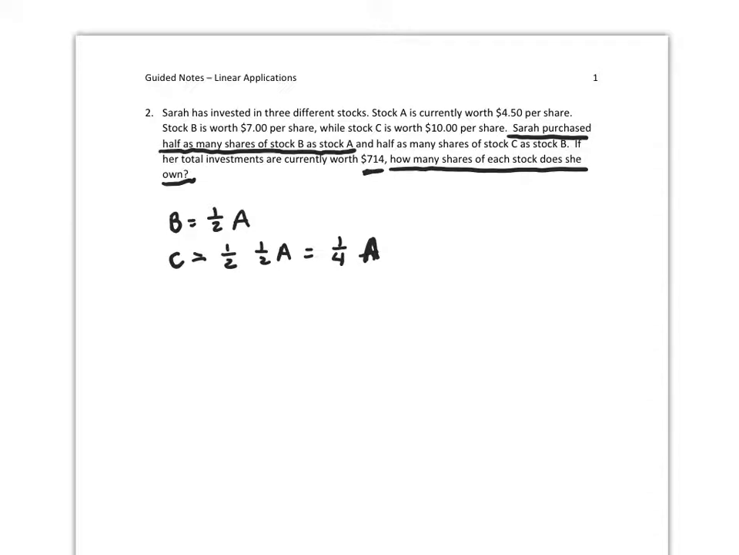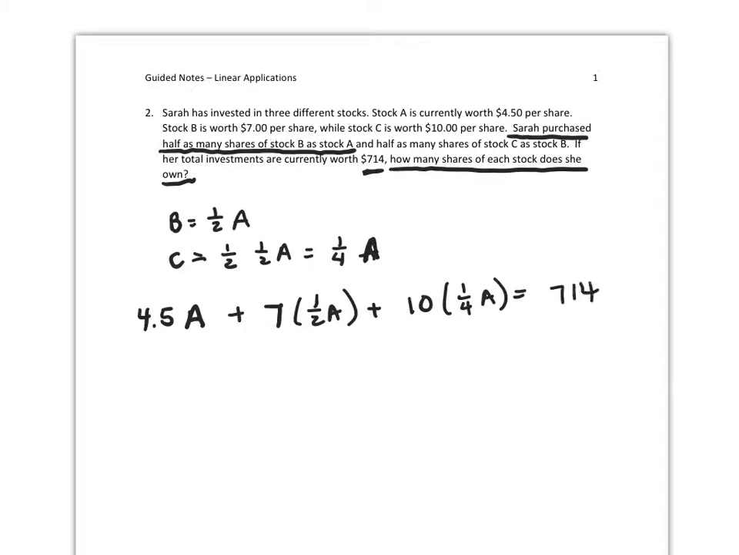If I take the number of shares of stock A and multiply it times the price of each share, that gives me the amount of money invested in stock A. Then I add the investment in stock B, which is $7 times 1/2 A number of shares, and in C it's $10 per share times the number of shares, which is 1/4 A. My total investment is 714.